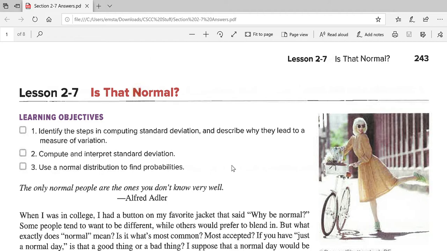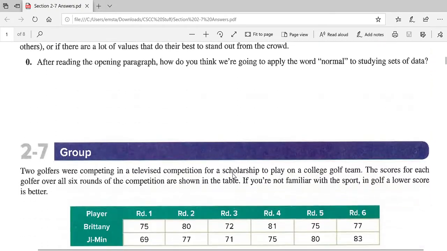Let's take a look at lesson 2.7, Is That Normal? On page 243. This section covers standard deviation and normal distributions. It's absolutely one of my favorite sections that we do as well. Let's go down to where the group work starts.